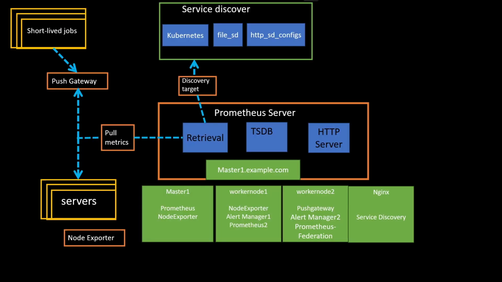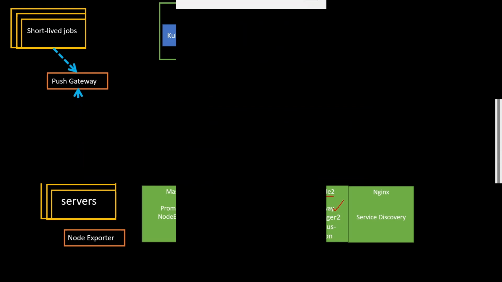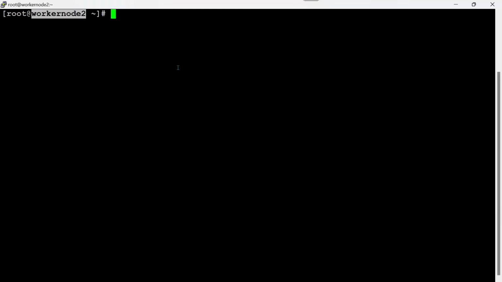Hello everyone, my name is Anishana and today we will cover custom script with the help of bash script or file. As you know, I have installed the Push Gateway on my worker node 2. This is my worker node 2, and here we will create some custom script and it will be pushed by our Push Gateway.